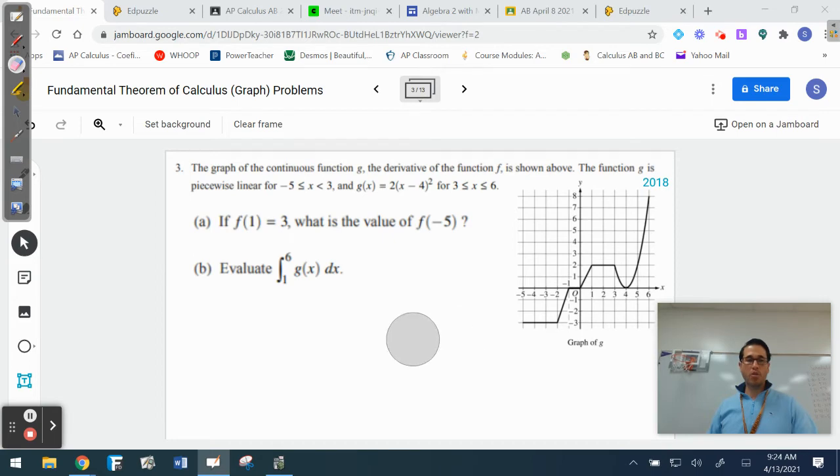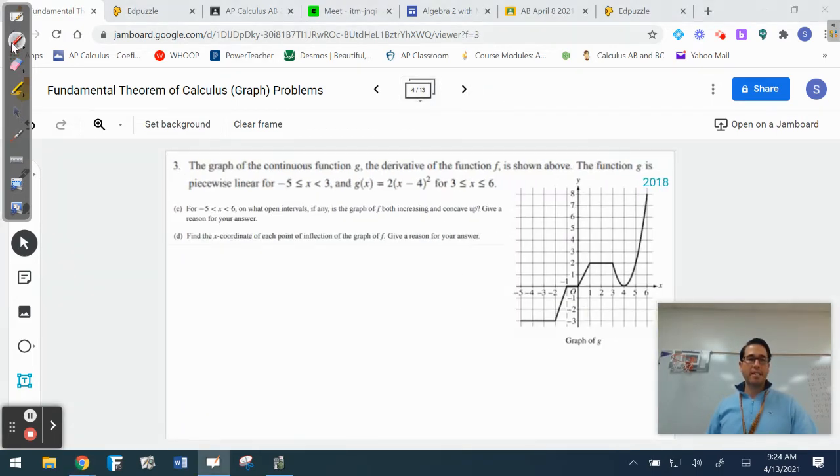All right, let's go ahead and go to C and D. Remember, hit that pause button, you guys. See how you can do on your own. All right, C. It says from -5 to 6, so that's the entire graph over there. On what intervals is f, which we don't know, but this is f prime, right, the original graph of f, increasing and concave up? Give a reason for your answer.